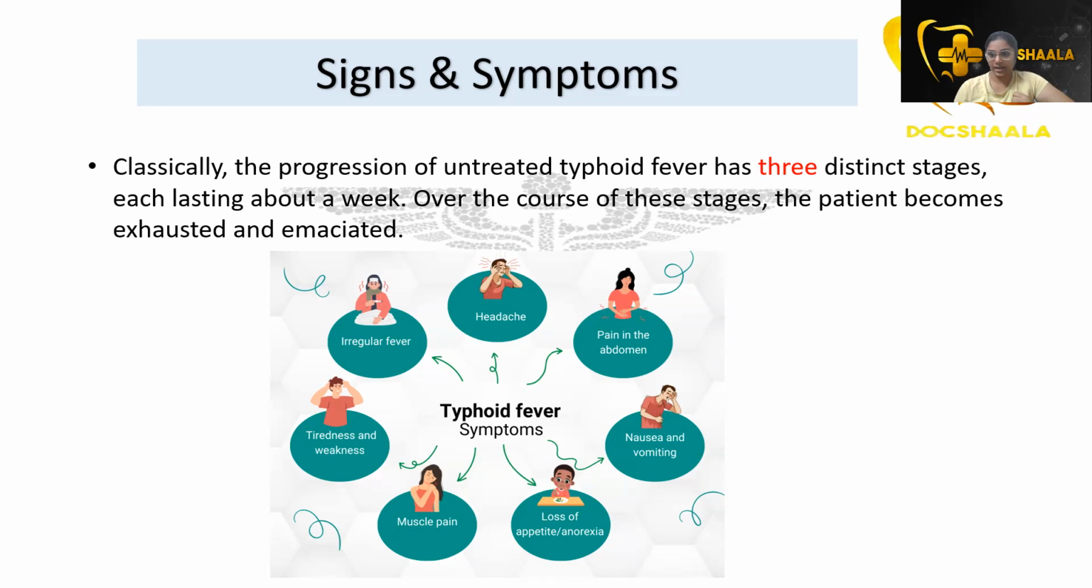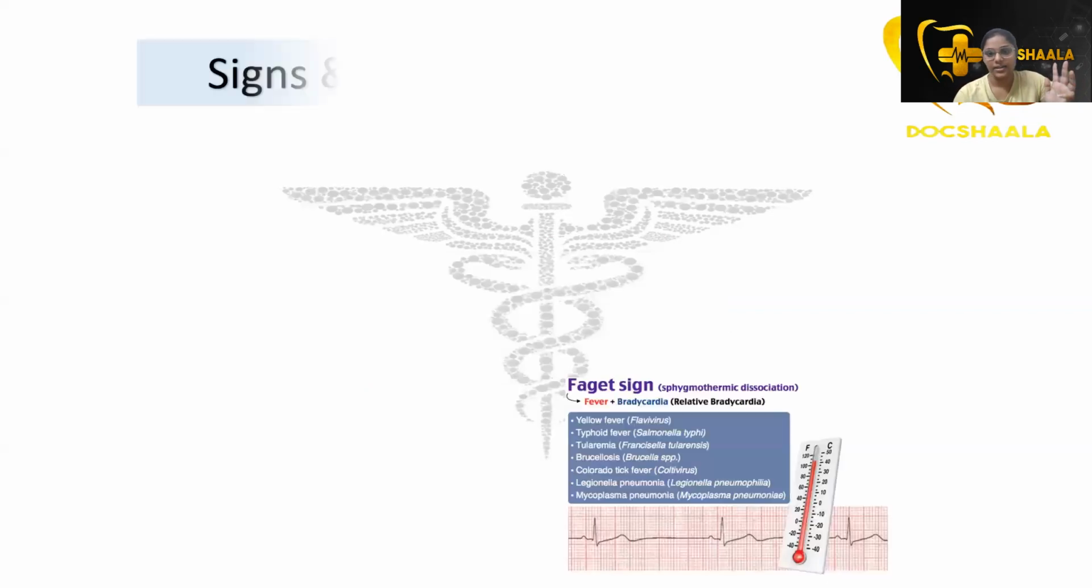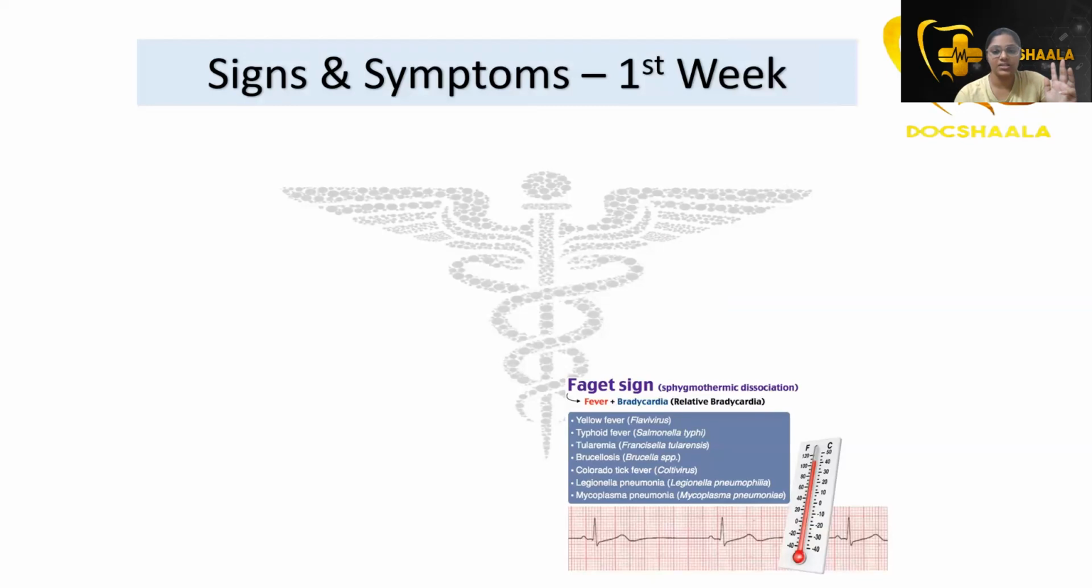The diagnosis can be done for each stage separately, and based on the stage we are finding, we can also treat it separately. So three distinct stages of typhoid fever are there. They each last about 1 week. So we can classify the symptoms as first week symptoms, second week symptoms, and third week symptoms. Of course, after these stages the patient becomes exhausted and emaciated. So let's see what the first week symptoms are.